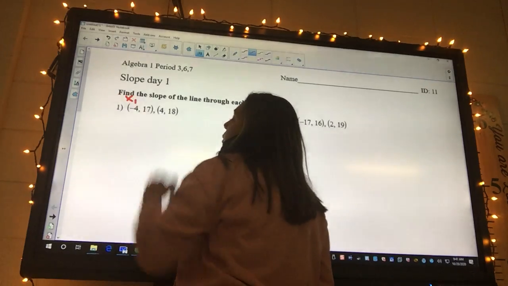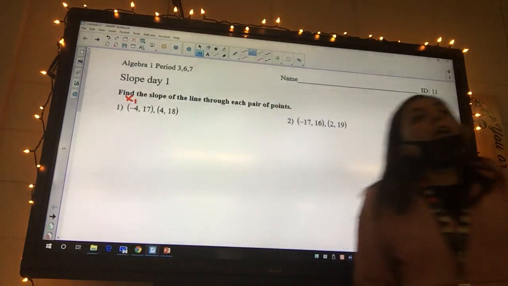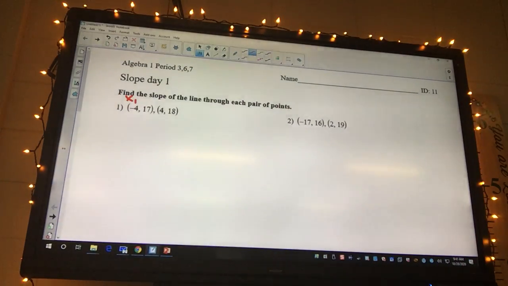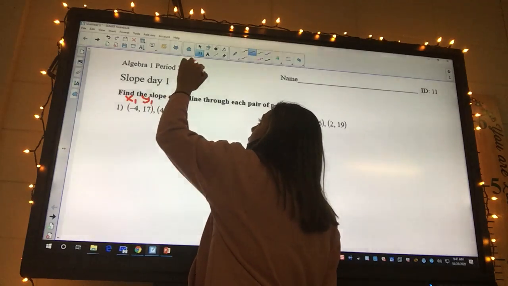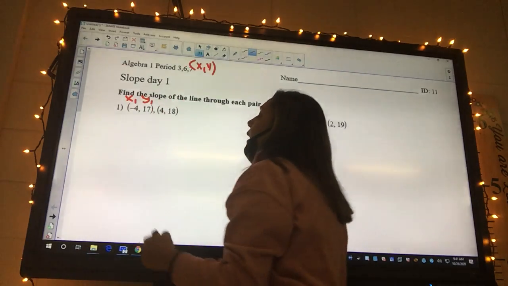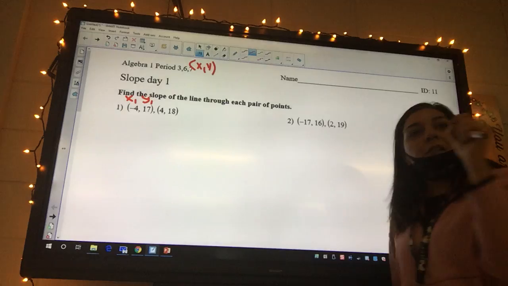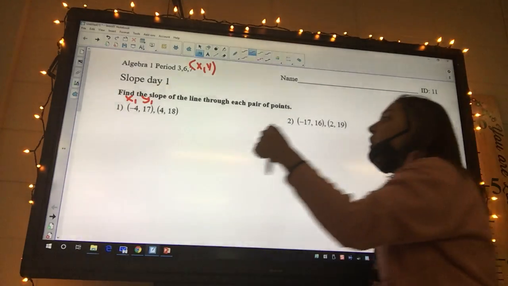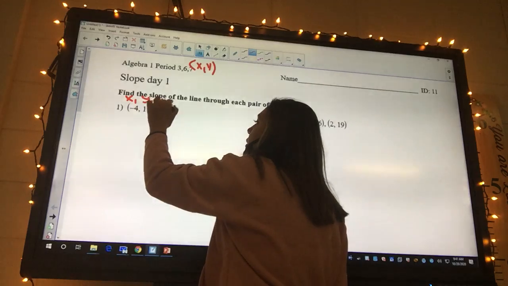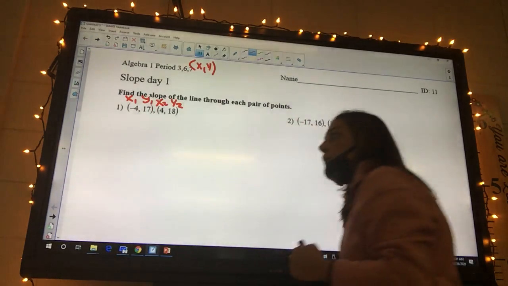So we can label this one x1, and it's not really x1. We label them x sub 1. It's a notation to say that this is the very first x that we're going to work with. And then this would be y sub 1, because we already know we write coordinates like x comma y. Since we put that little number with it, this is the first set of coordinates. So these ones are going to be x sub 2, y sub 2.